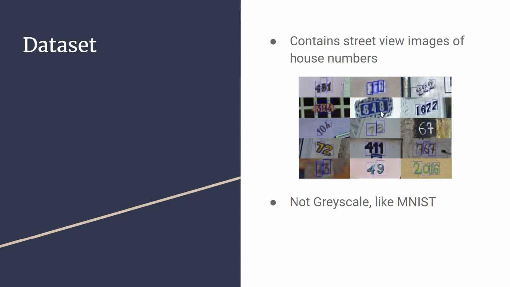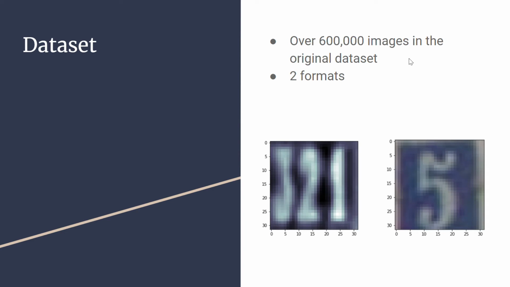The dataset contains street view images of house numbers. They're not similar to the MNIST dataset in the sense that they are not grayscale, and the number of images is way more than MNIST. It's like 600,000 images, and it's present in RGB channels. As I was saying, the first format is a whole number containing multiple digits in a single image. The other format is a single image having a single digit. I've created convolutional neural nets for both of these and ran them pretty successfully.